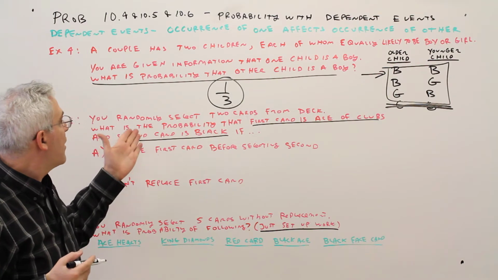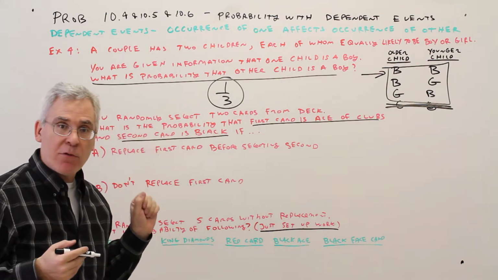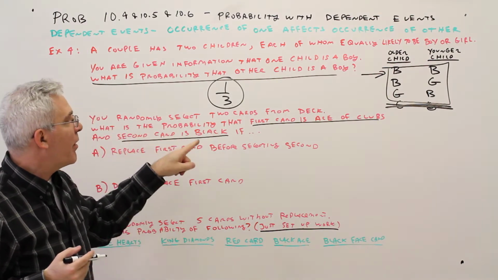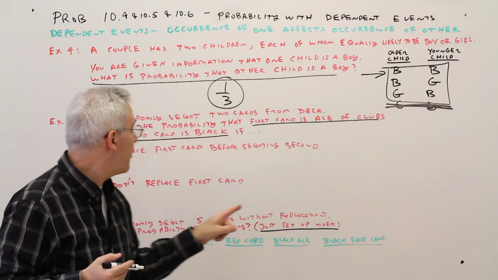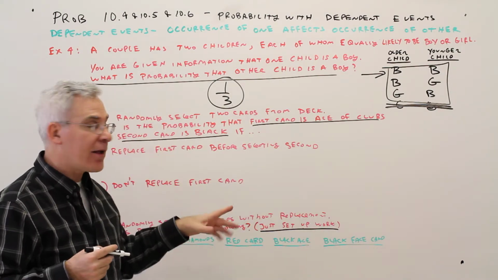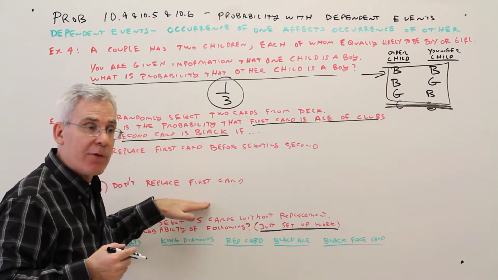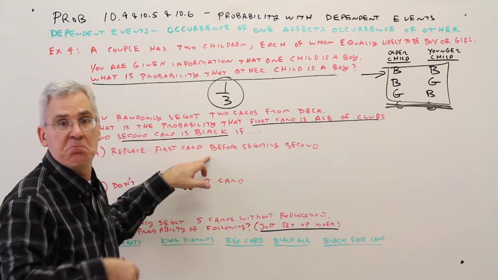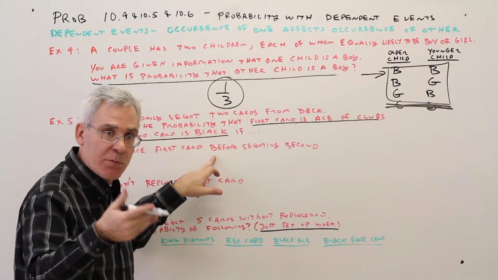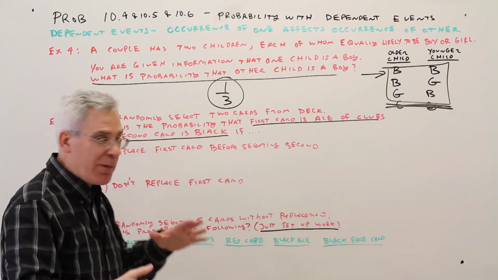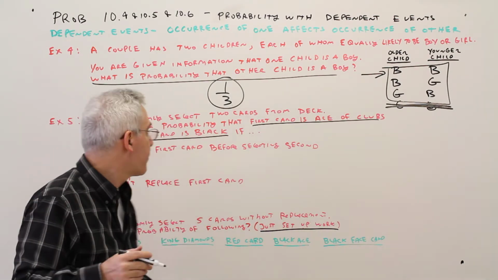Okay, let's do a couple other examples. Example 5. You randomly select 2 cards from a deck. What is the probability that the first card is the ace of clubs and the second card is black if we do it with replacement and then without replacement? With replacement, you're independent, just multiply the probabilities. Without replacement, being careful. Okay.